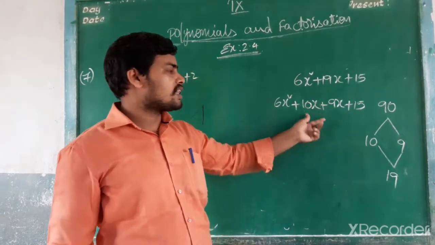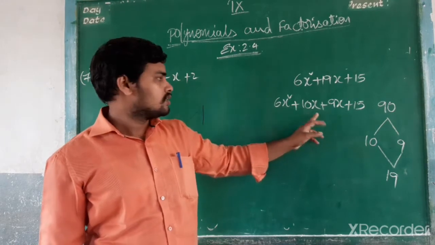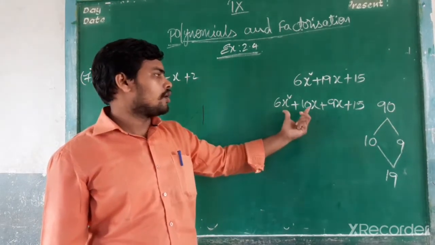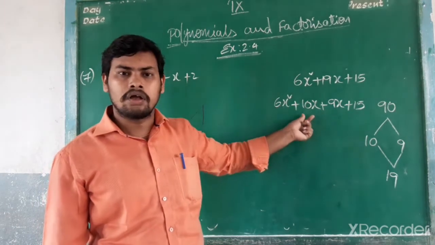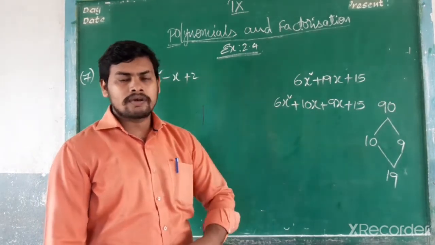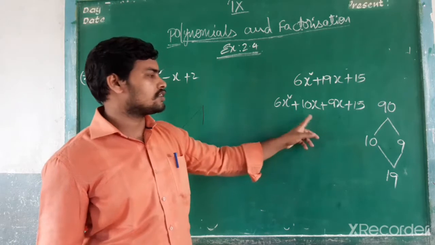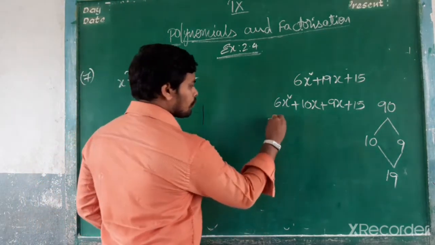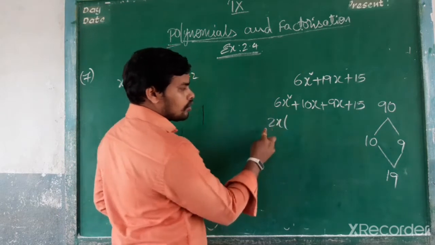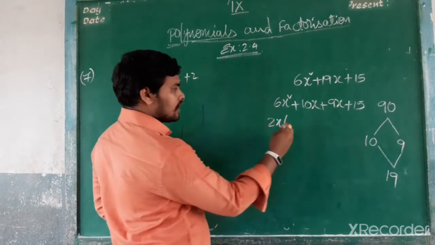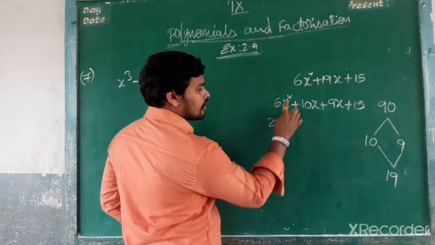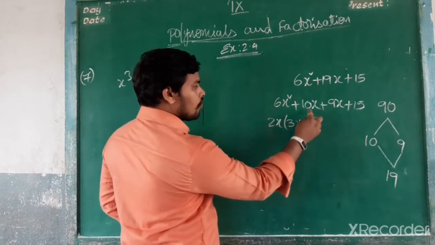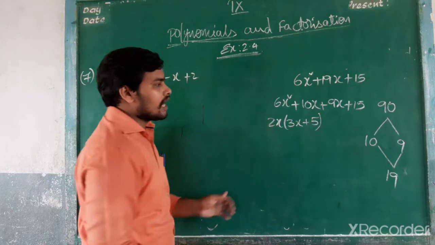What is the common factor of 6x square and 10x? 6 and 10 are multiples of 2, so 2 is the common factor, and obviously x is also common. So the common factor is 2x. 6x square divided by 2x is 3x, and 10x divided by 2x is 5. So we get 2x times 3x plus 5.